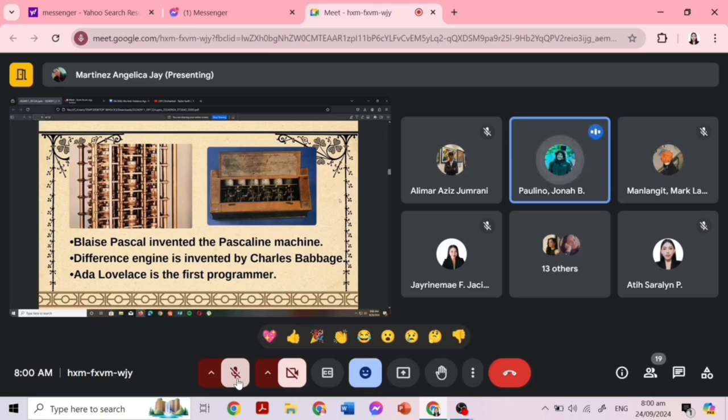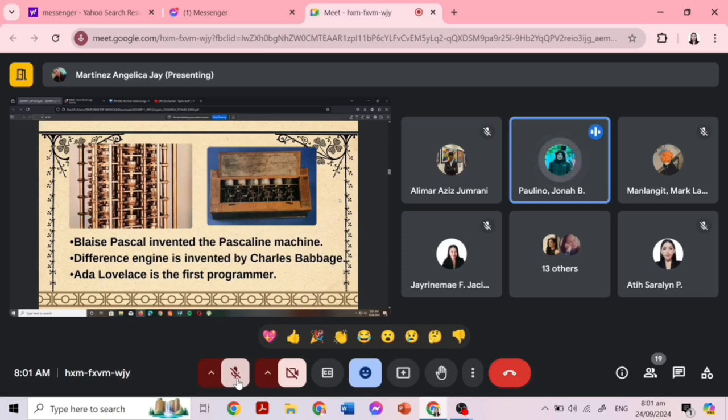The difference engine was invented by Charles Babbage. The engine being referred to here is the analytical engine, which was a proposed digital mechanical general-purpose computer designed by English mathematician and computer pioneer Charles Babbage. It was described in 1837 as the successor to this calculator.